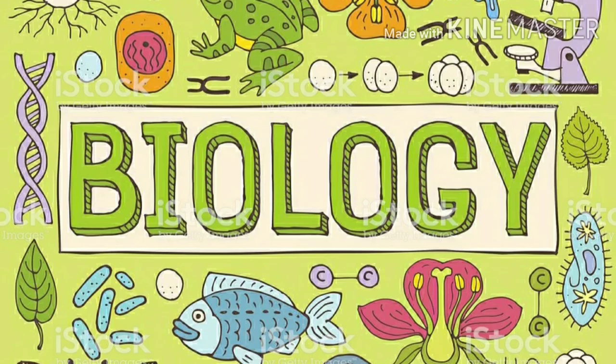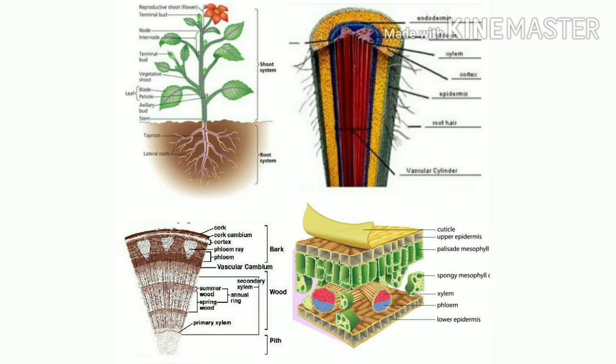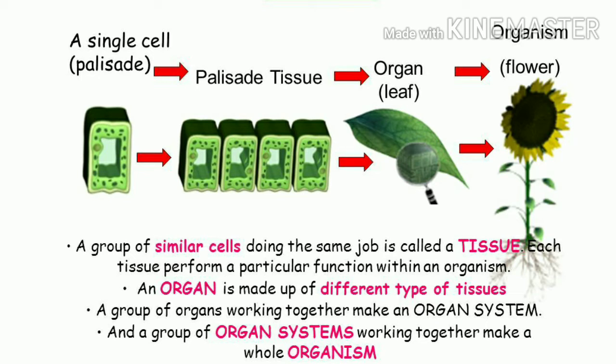Welcome to biology classes. We are going to start chapter 6, Anatomy of Flowering Plants. When we study the internal structure of organisms, it is called anatomy. So in this chapter we are going to deal with the internal structure and functional organization of higher plants. You very well know that the basic unit of all organisms is the cell. So including plants, the basic unit of plants also is the cell.